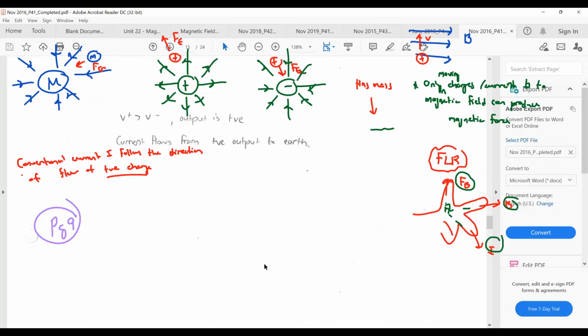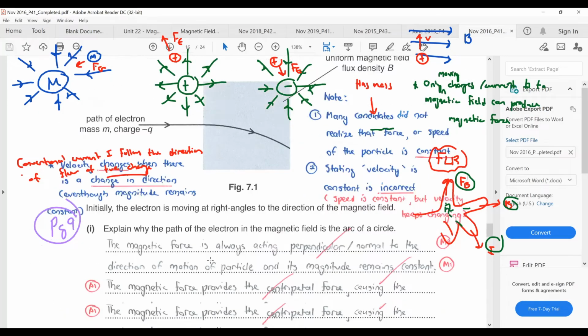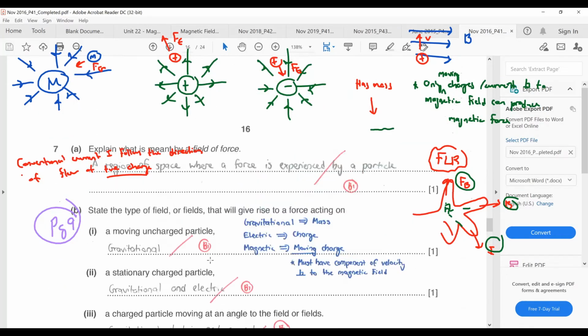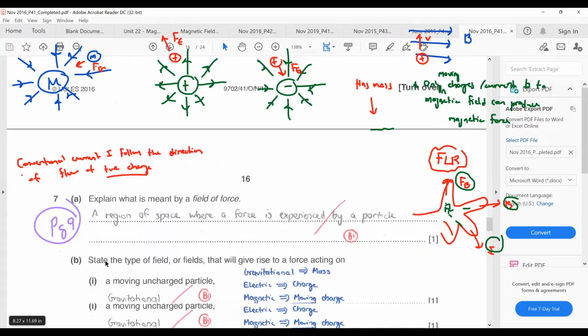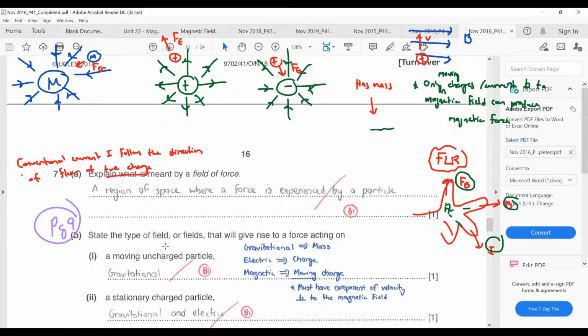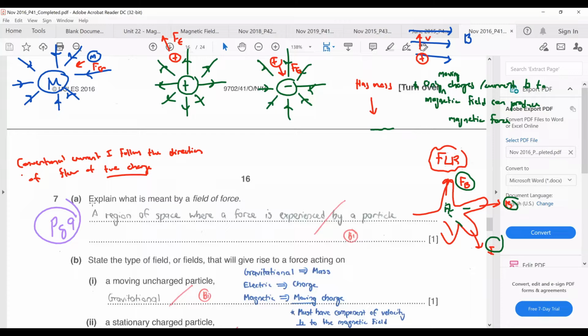Okay, so the first few questions are actually kind of the same as before. So you just say this now. Yeah, that's part B. Part A, explain what is meant by a field of force.